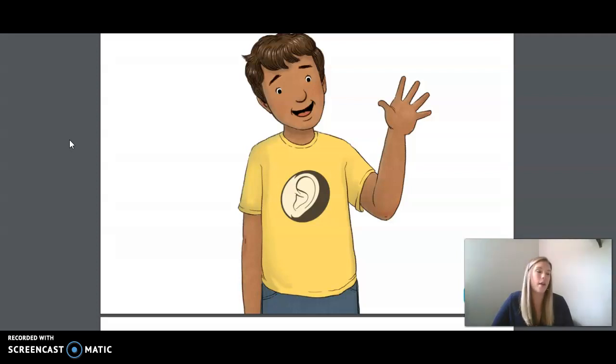I am the part of your eye that is colored. Sometimes I'm green, but I could be brown, gray, blue. What am I? I am the iris.